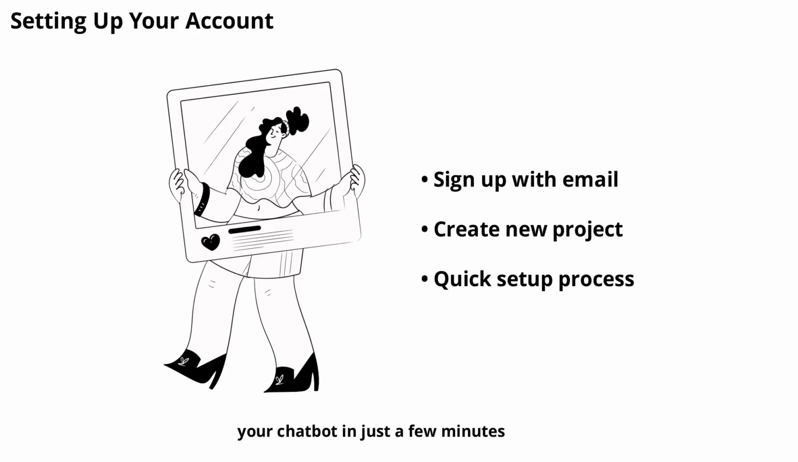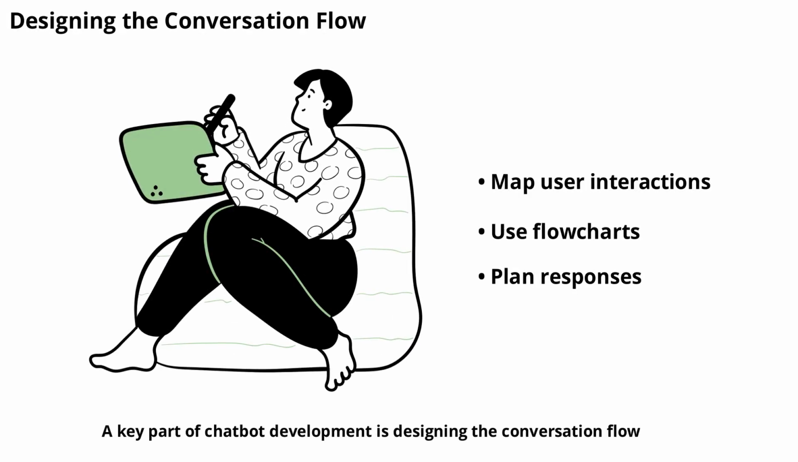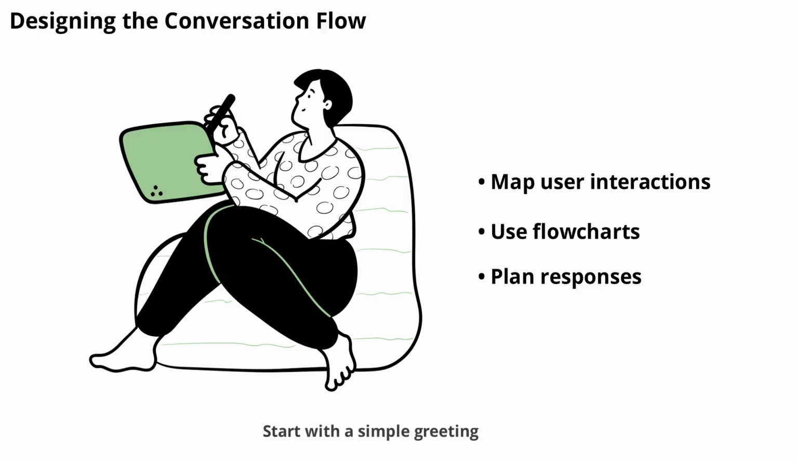A key part of chatbot development is designing the conversation flow. This means mapping out how users will interact with your bot, what questions they might ask, and how the bot should respond. Start with a simple greeting, then add branches for different types of inquiries. Use decision trees or flowcharts to visualize the conversation paths. This step helps ensure your chatbot is logical, user-friendly, and able to handle a variety of scenarios.